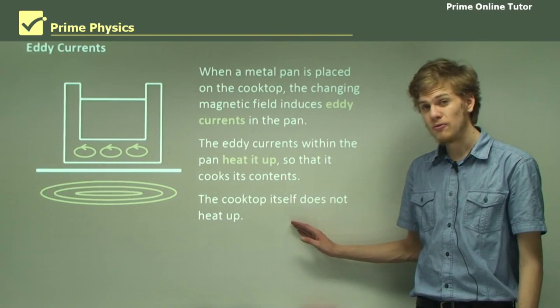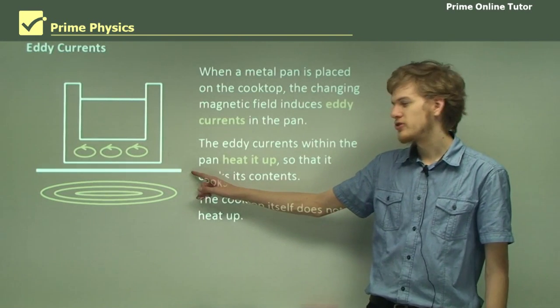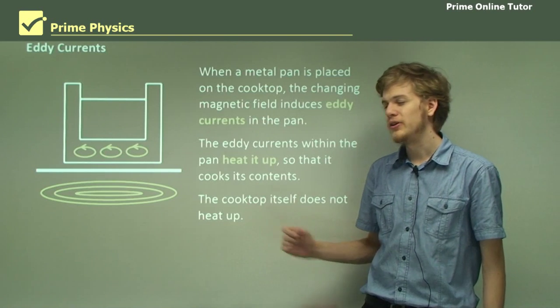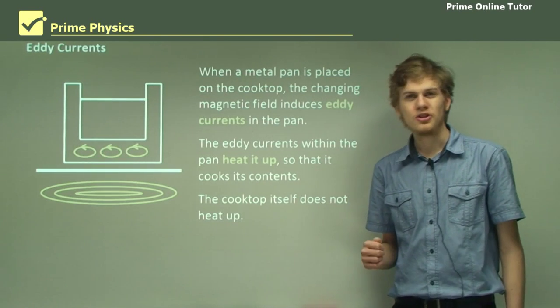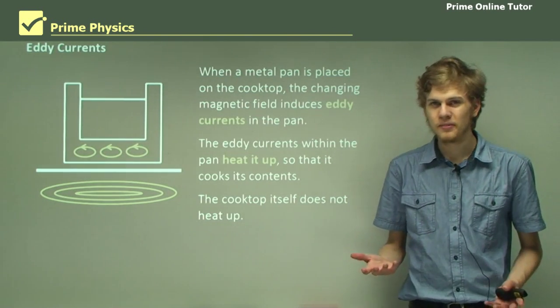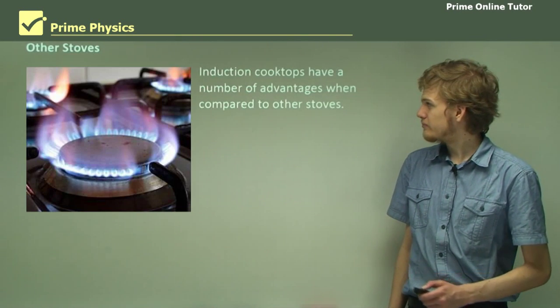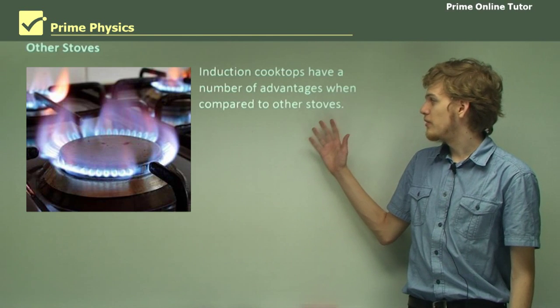So the cooktop itself, which is this ceramic or glass layer, doesn't heat up. Only the metal on top of it does. So as you can imagine, this has a number of advantages compared to more conventional stoves. Induction cooktops have a number of advantages.